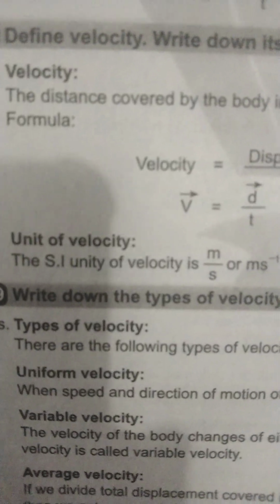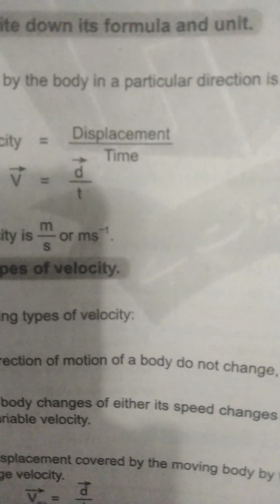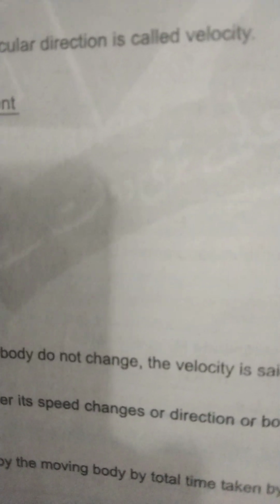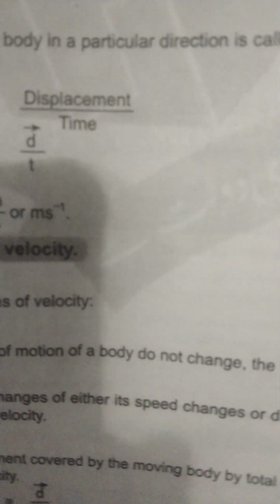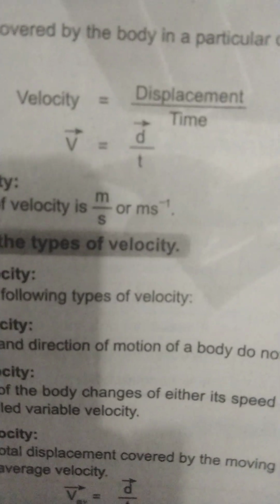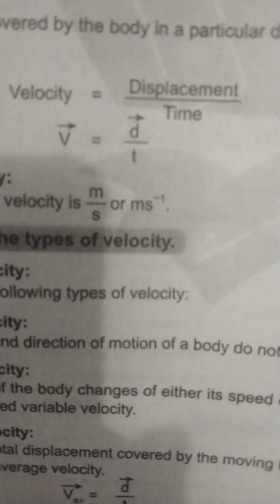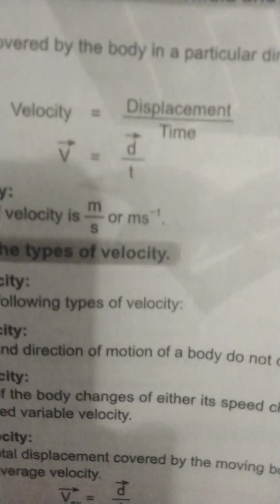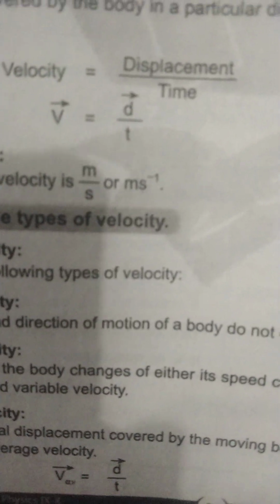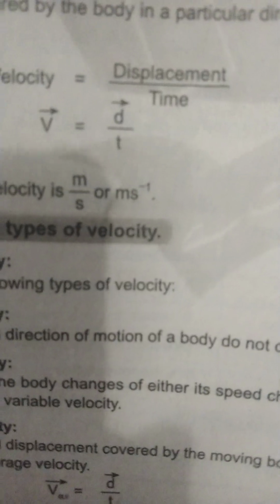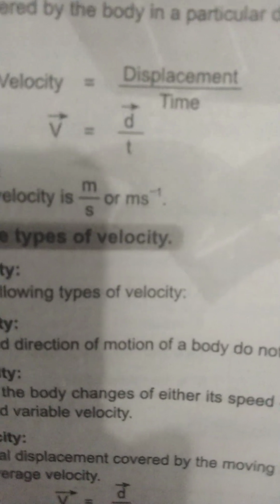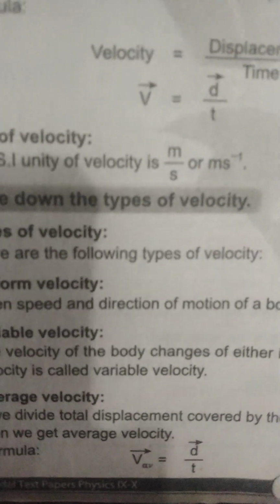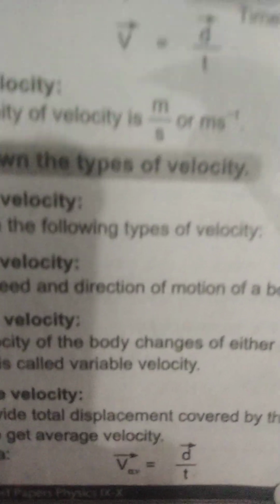What is velocity? The distance covered by a body in a particular direction is called velocity. Velocity is displacement upon time. Both look the same. V is equal to S upon T, or V is equal to D upon T. But here it is a displacement. There is a little resemblance or similarity in the formula, so it is easy to remember. The unit of velocity is meter per second.